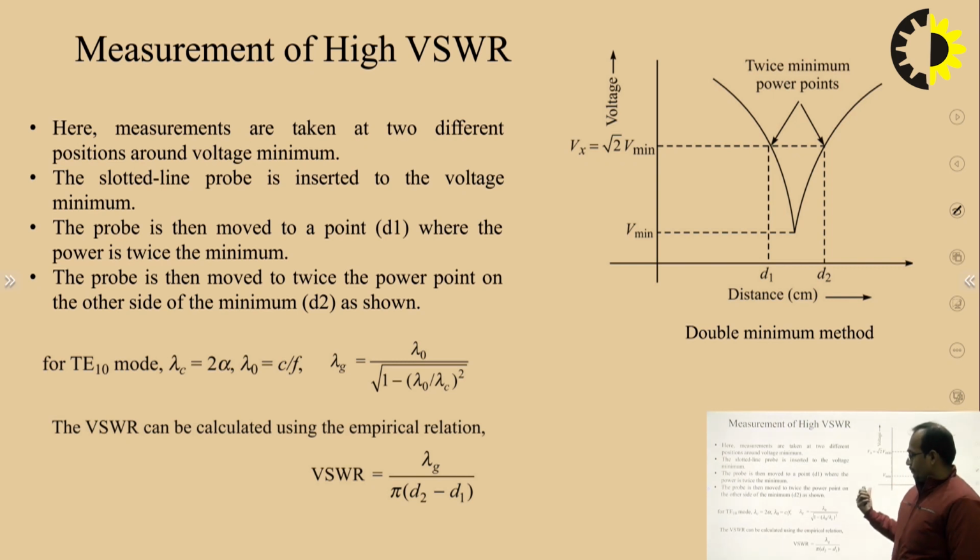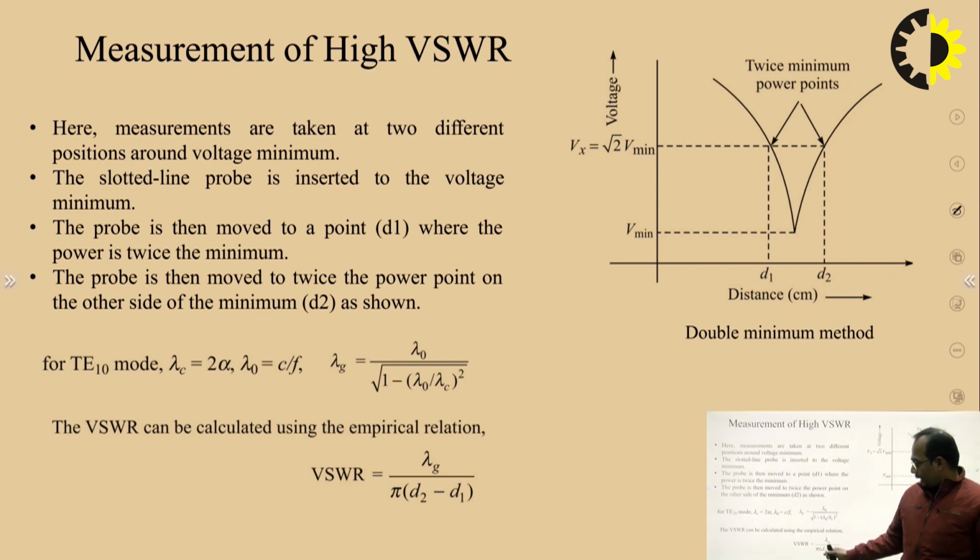We know the guided wavelength is lambda g, and we can calculate lambda g by using lambda naught upon square root of 1 minus (lambda naught upon lambda c) whole square. How will I calculate this lambda naught? Lambda naught is nothing but c by f, where c is the velocity of light and its value is 3 into 10 to the power 8 meter per second. For TE10 mode, lambda c will be equal to 2a, and lambda naught is equal to c by f.